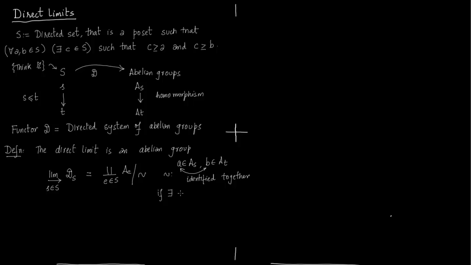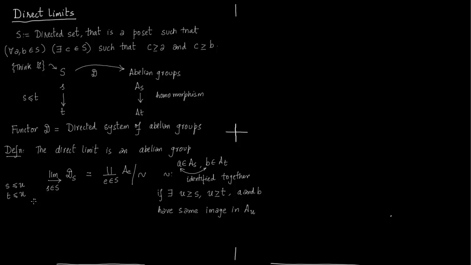So let us write this down. If there exists some element U in the directed set S, then U is greater or equal to S and U is greater or equal to T. So there is an arrow from S to U and an arrow from T to U, and a and b have the same image in A_U. You should think of it in terms of stalks. You're taking smaller and smaller neighborhoods, and in the end, two functions should agree in a tube. Like we discussed in the previous lecture, a tube around 0, so they agree in some neighborhood.